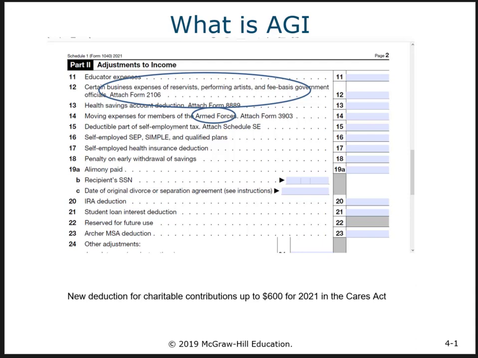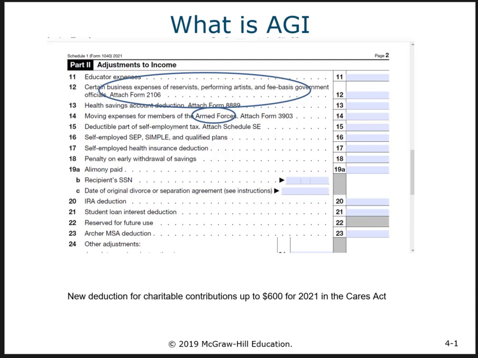Now, before we get into the actual stuff, this is all of the adjustments to income. The deductions we're going to talk about are on Part 2 of Schedule 1, which is now on a second page. So they put all the adjustments to income that are positive, meaning add to your income, on page 1, and those that are subtracted on page 2. So that's what we're going to focus on, those deductions here.